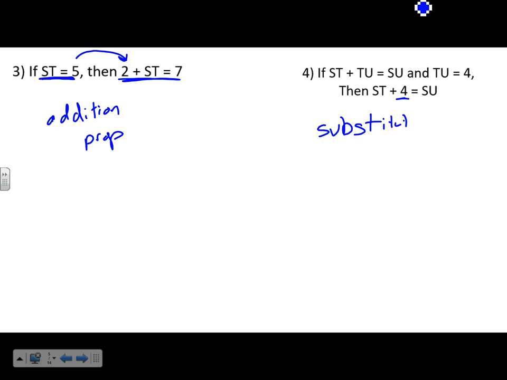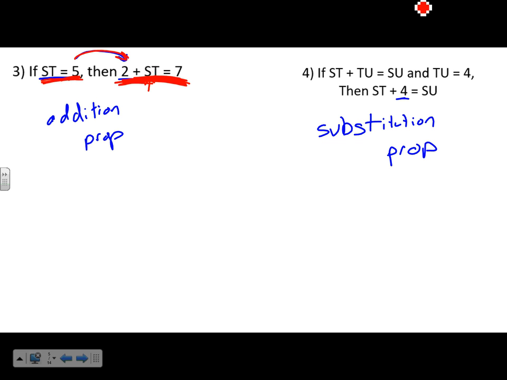I'm going to spell it out just to make sure. That's the substitution property. So looking back at number 3, what if you said, well, this is substitution because if ST is equal to 5, then I'm going to plug 5 into that, and then 2 plus 5 is 7. Honestly, if you put that, I will at least give you partial credit. I might give you full credit on that. But again, I'm asking, what are you doing to this 5 to get this place over here? Well, you're not subbing in 5 to this to get this answer. You're adding 2 to it.